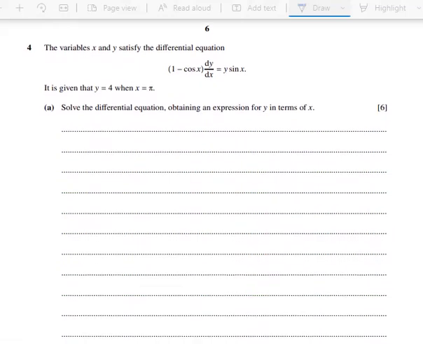Question number 4 says the variables x and y satisfy the differential equation. It is given that y equals to 4 when x is equals to pi. Solve the differential equation, obtaining an expression for y in terms of x. All right. So let us first write the given differential equation: dy by dx equals to y sin x.